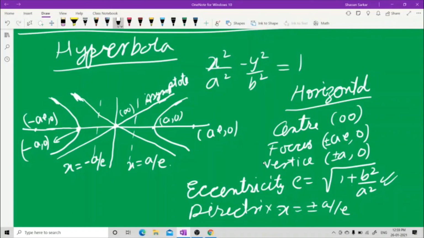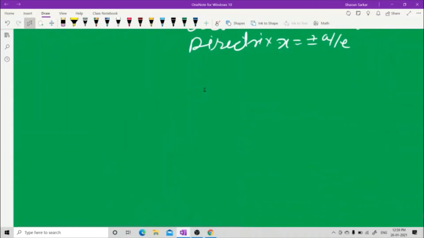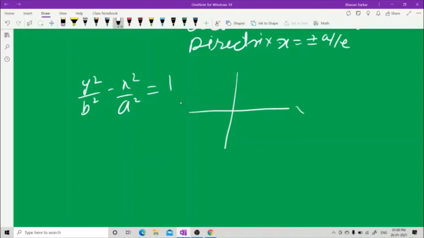Similarly, for the vertical hyperbola, let us see. The equation is y square by b square minus x square by a square equal to 1. This will be like this. I'm not doing anything more in this. This is our x-axis, this is our y-axis. The asymptotes are like this only. Now you will draw in this manner. That's all. You don't need more than this.